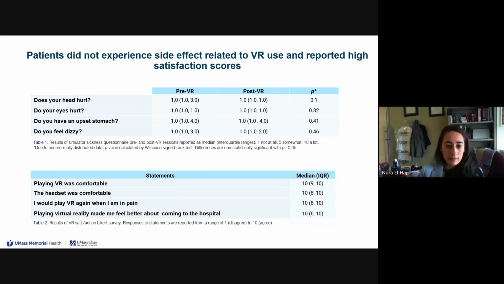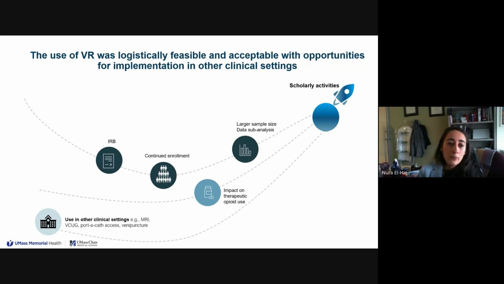So that was really optimistic and hopeful. And that really helps us think more about how we're going to expand this and enroll more patients. So we got the IRB and we really want to enroll more patients. I think we would love to have a larger sample size and data to sub-analyze and be able to publish more and share our personal experience from Worcester compared to the experience of other centers. We'd love to see impact on medication and opioid use.